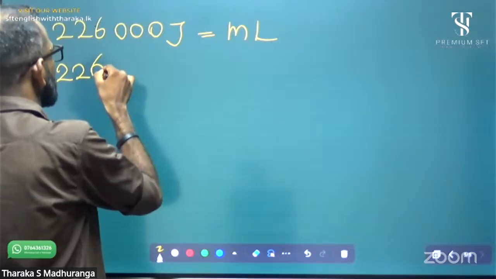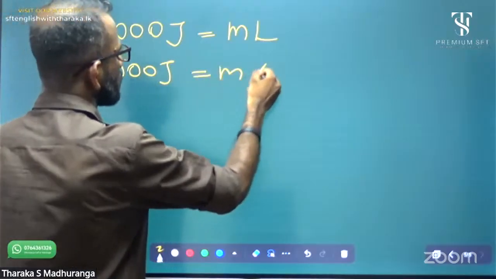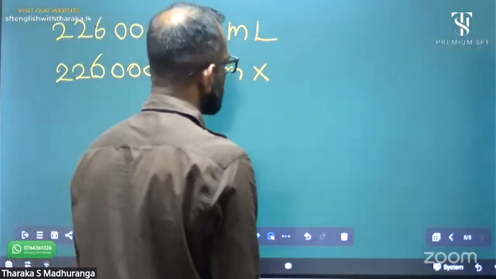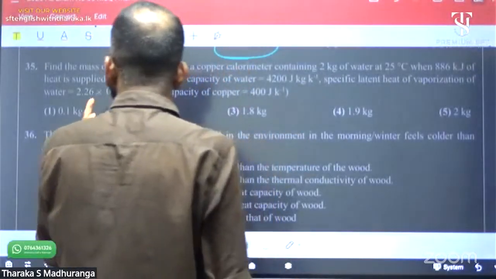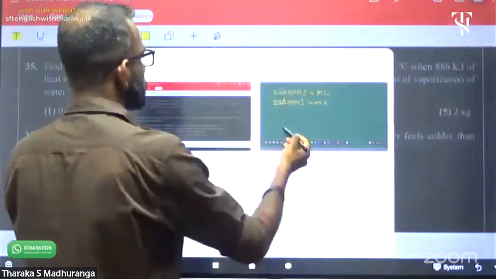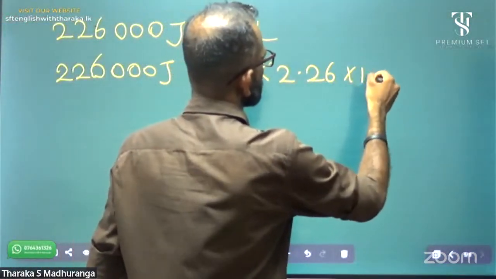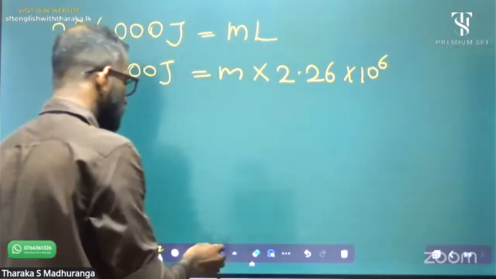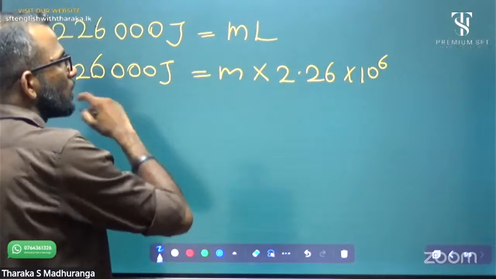Vaporized water mass, we don't know. L is given, the specific latent heat of vaporization, 2.26 × 10^6. I'm not going to use the units because all units are standard units.